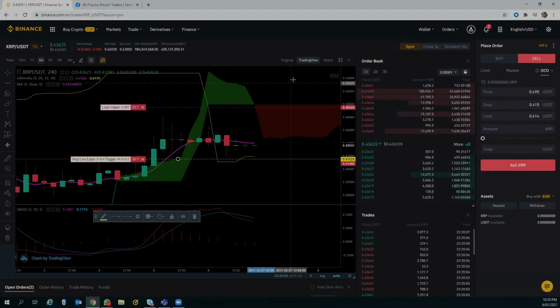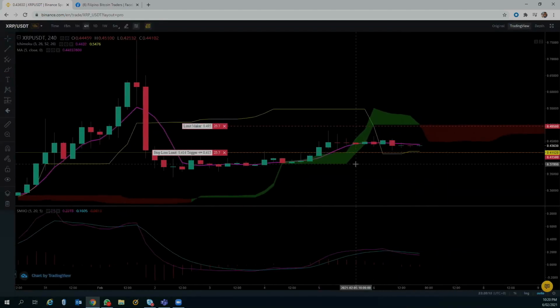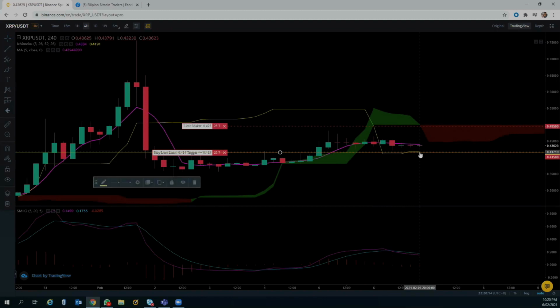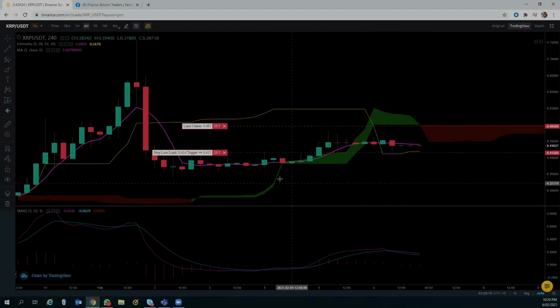So it's automatic, look. Do you see that line? I'll delete this. Look, the red one is our OCO order, right? So if the price suddenly goes up here, our Binance will automatically sell. Then if the price goes down to 0.415, less than or equal to 0.415, it will sell at 0.414. So this is the sell. So far, any questions?